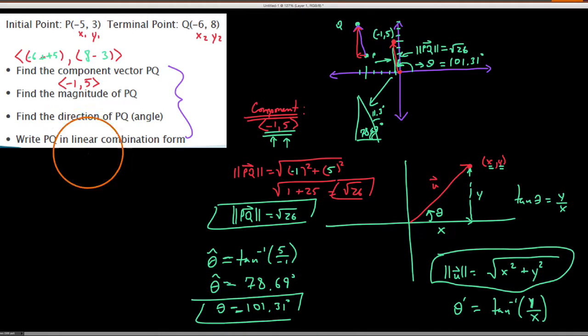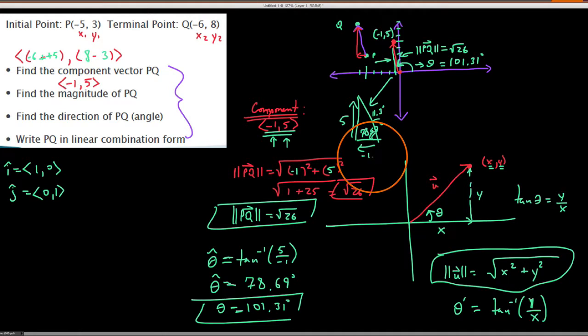The very last thing we want to do is write PQ in linear combination form. Recall that when we talk about linear combination form, it's a bunch of i's being added together with a bunch of j's. The vector i, or i hat, is 1, 0, and j hat is the vector 0, 1. These are standard unit vectors. Every vector, including the one we have up here, went left 1 and then up 5. We could really say that this is -1i, going left 1 unit, and it's going up 5 units, so it's positive 5j.